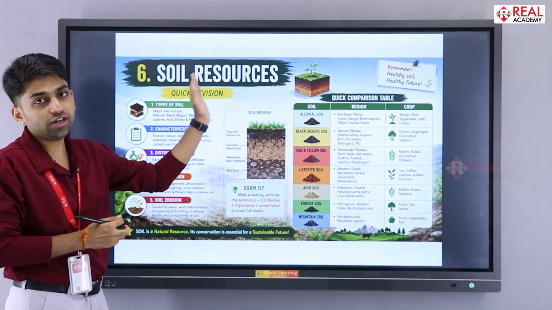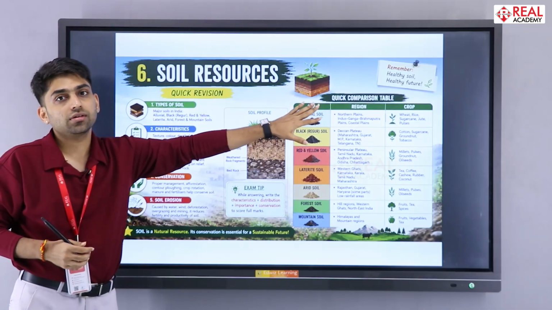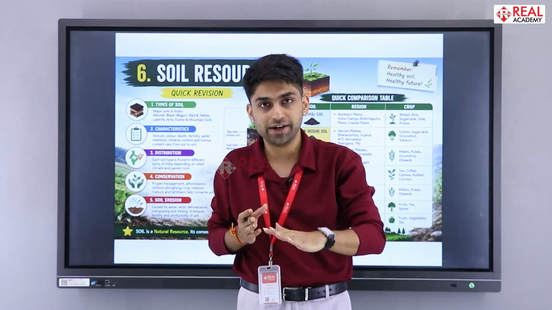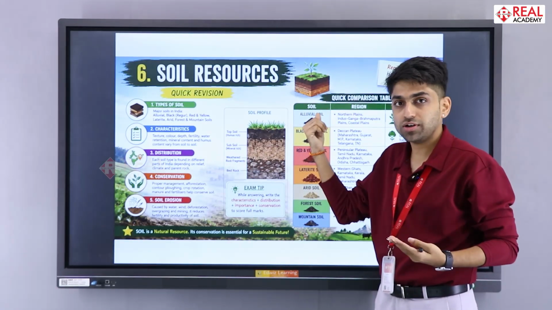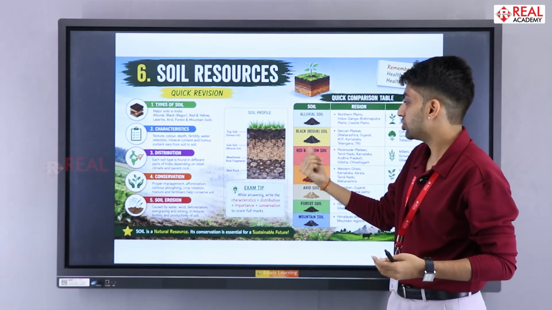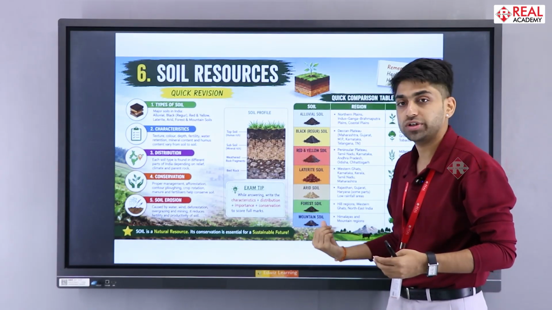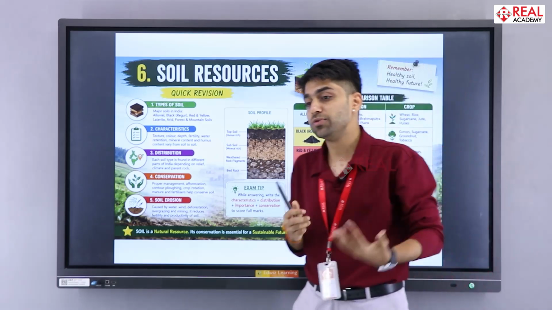Then the next chapter is soil resources. In this chapter, the best thing you can do is make a table. This entire chapter is based on the facts on what kind of soil are found where. You need to remember what is alluvial soil, the most fertile soil found in India, black soil, red and yellow soil, laterite soil, arid soil, forest soil and mountain soil. In this entire chapter, you also need to know the other names for these soils.